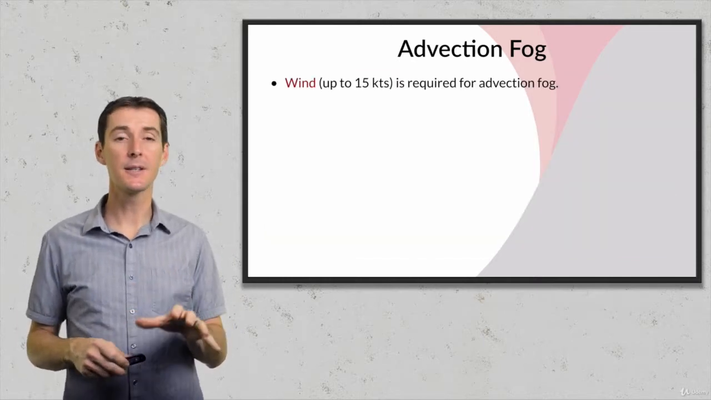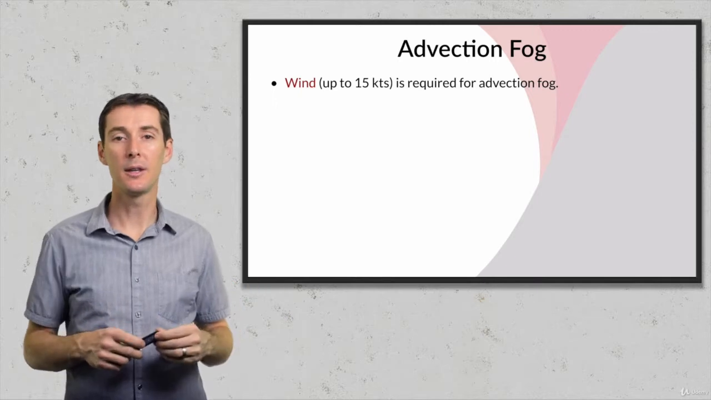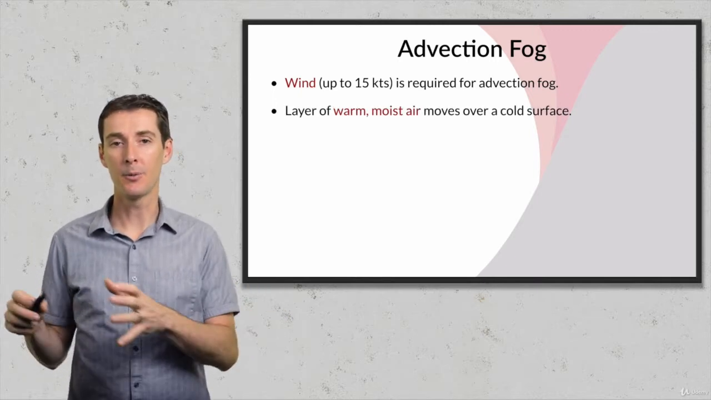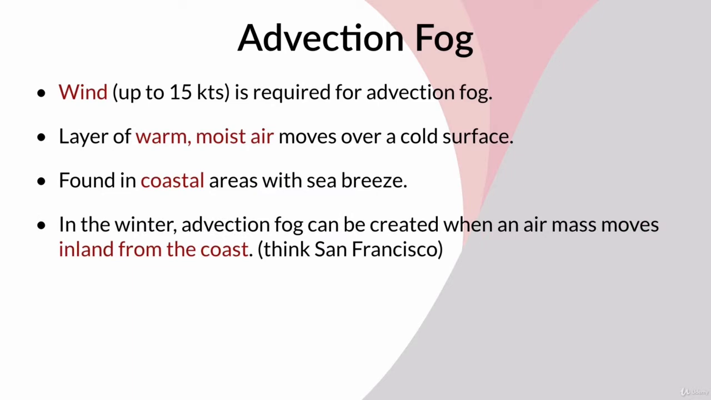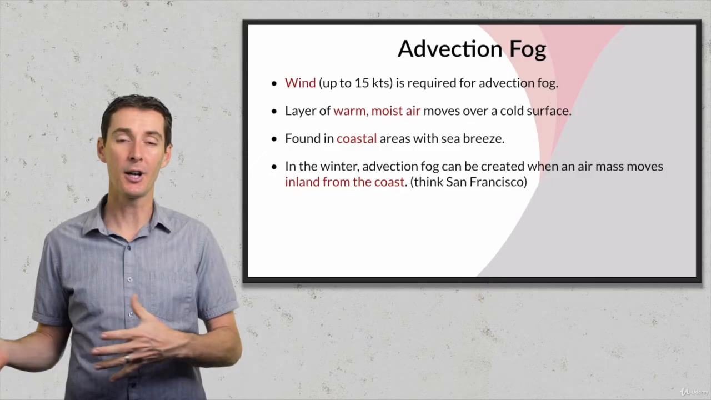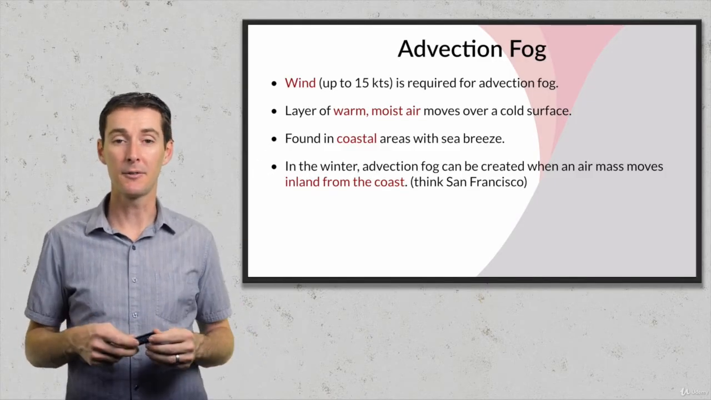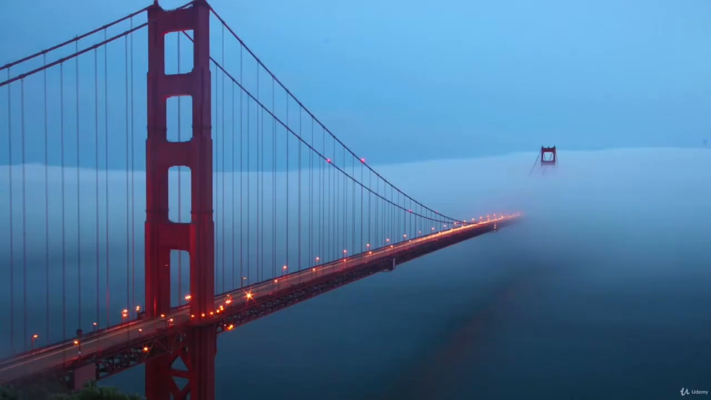In this case, what we need for this is wind. We need wind to move the air mass from the water all the way to the surface. And at one point, we have a warm, moist air mass moved over a cold surface. And obviously, that's going to be found in coastal areas when you have some kind of sea breeze. One thing that you'll see in the test is a question that says, in the winter, if you have an air mass that moves inland from the coast, then what kind of fog is being created? Well, this is the typical San Francisco scenario where you have something moving and then becoming advection fog. And here's a picture right here of advection fog, and this one right here is also another picture.